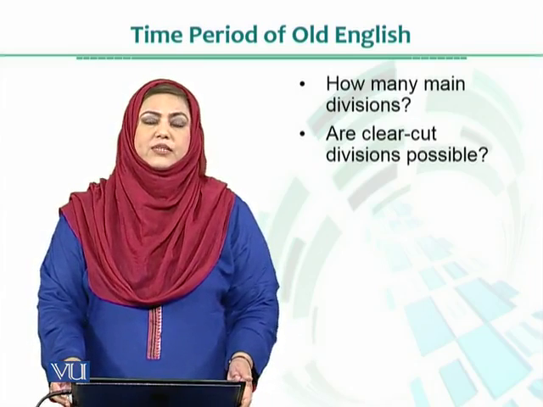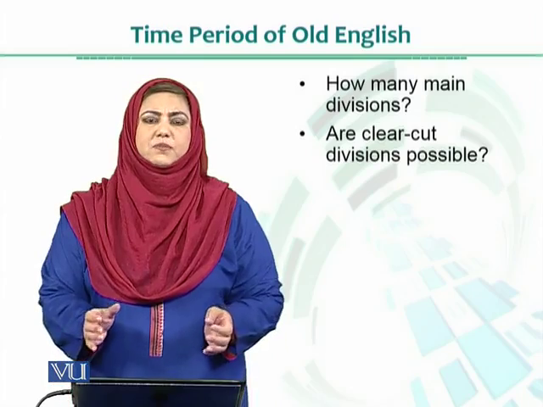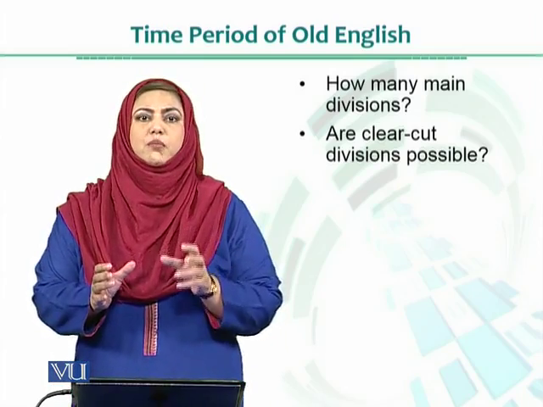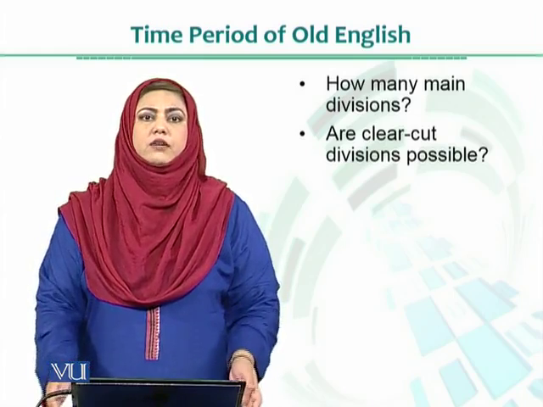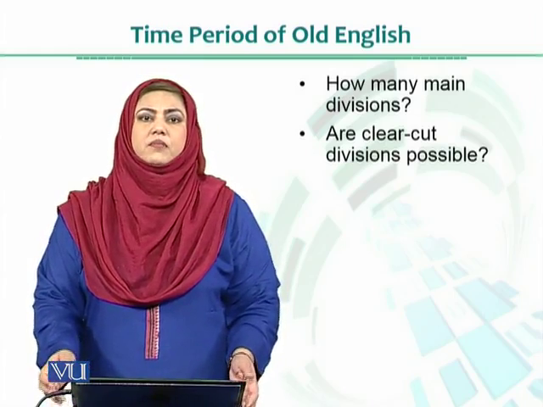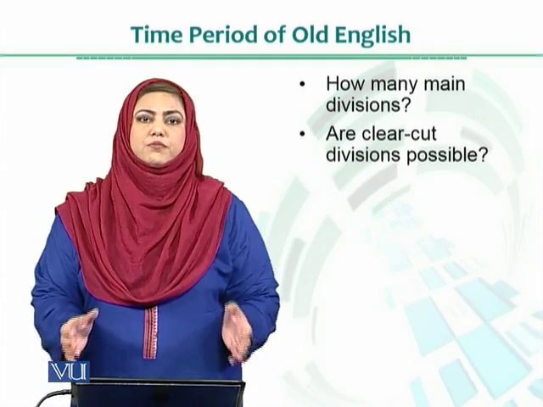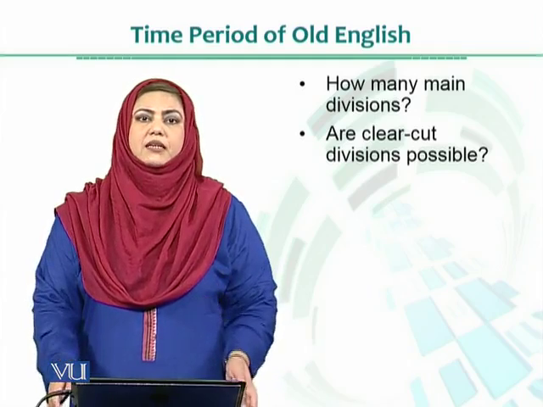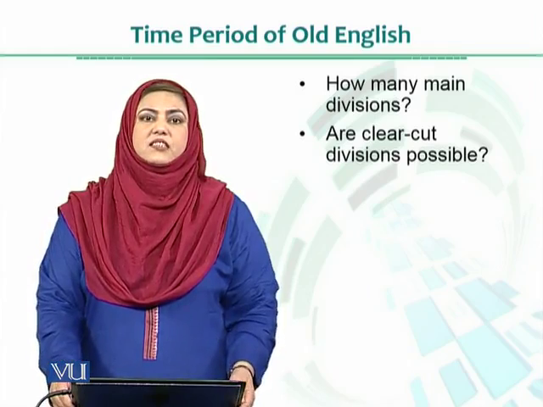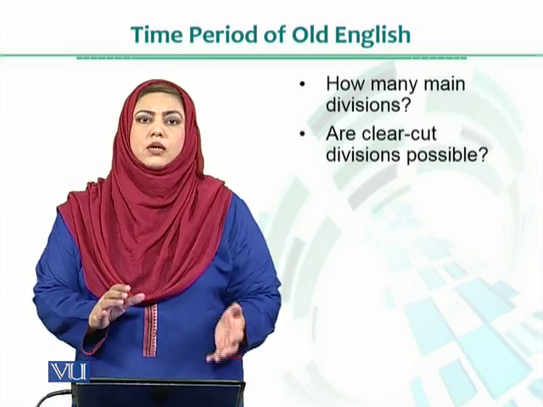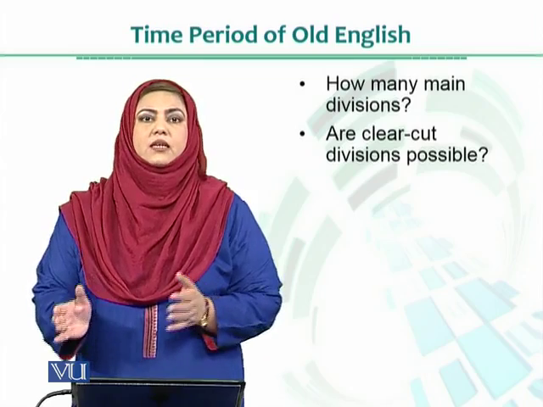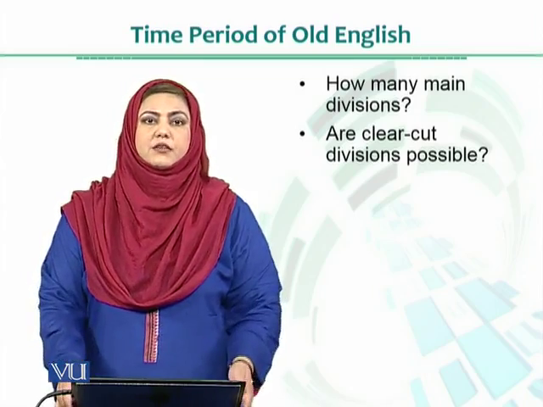As far as the first question is concerned, generally speaking, the divisions are Old, Middle, and Modern English. These are the three divisions that are made. However, these are not the only possible divisions. Sometimes four divisions are made, where the modern period is divided into two parts. Sometimes Old and Middle are brought together and Modern English is separated from that.